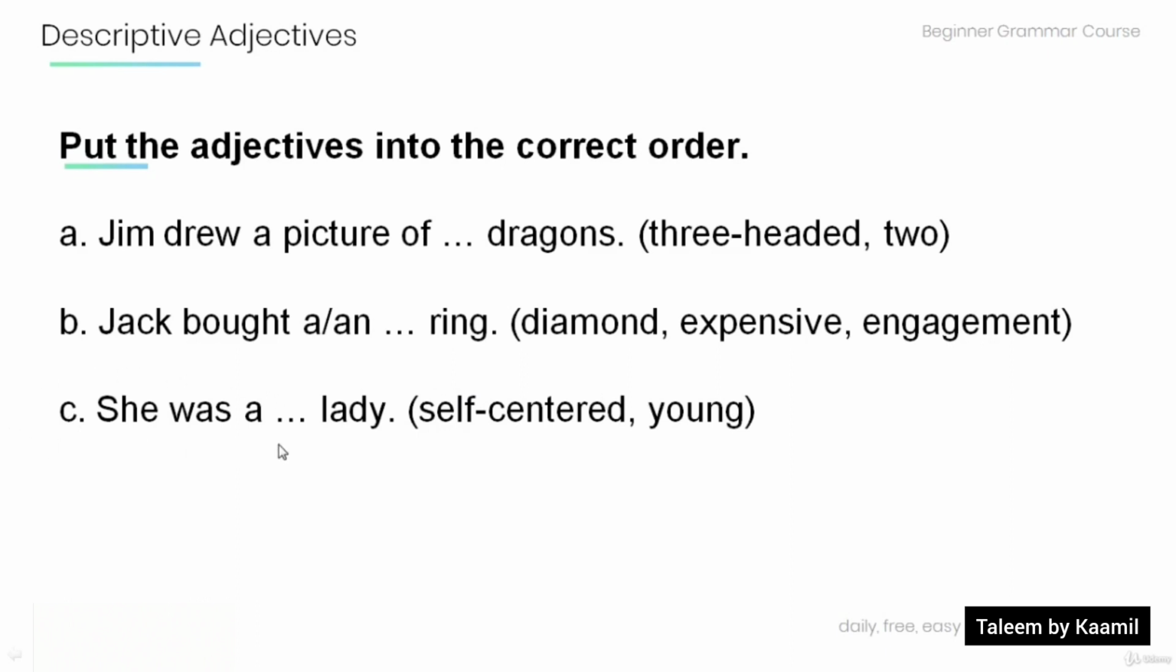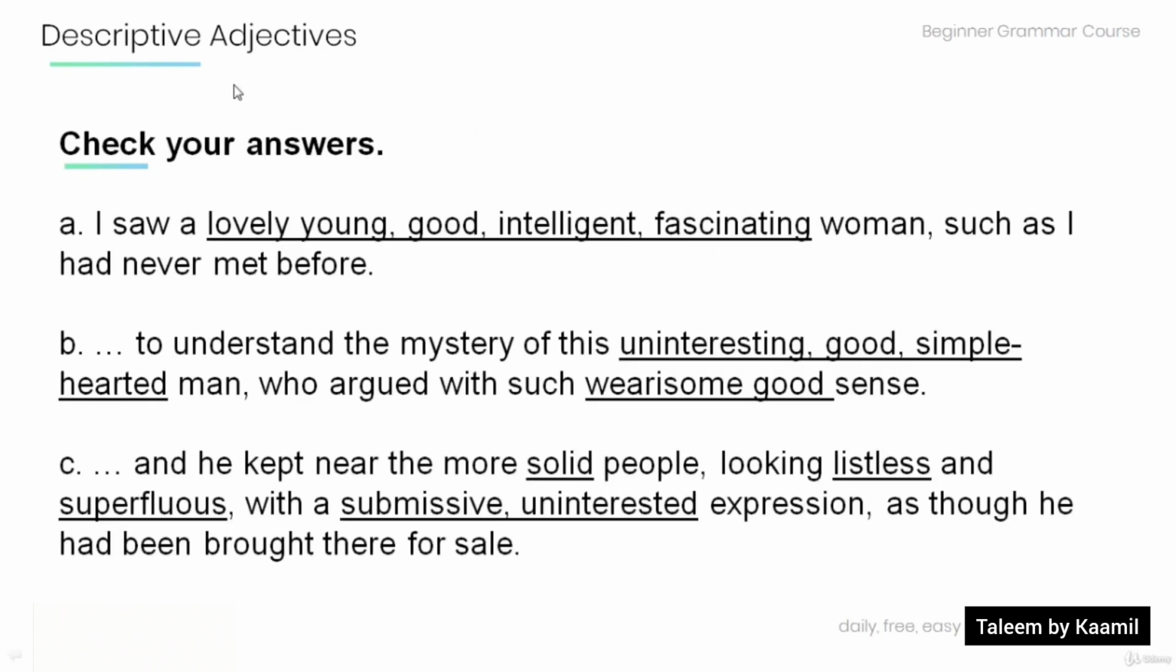C. She was a lady, self-centered, young. Now, let's check your answers.